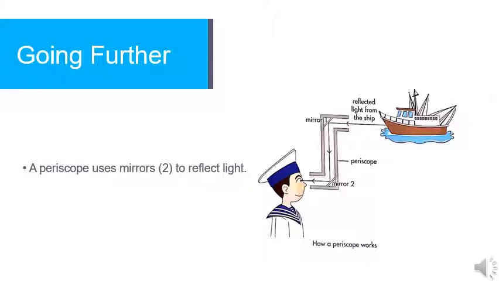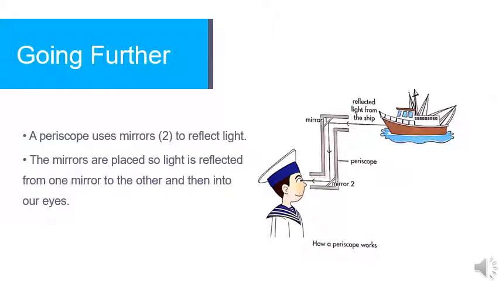An example of how light reflection can come in handy is a periscope. It uses two mirrors to reflect light. The mirrors are placed so light is reflected from one mirror to the other and then into our eyes, so we can see what's happening at the end of that periscope without really being there.